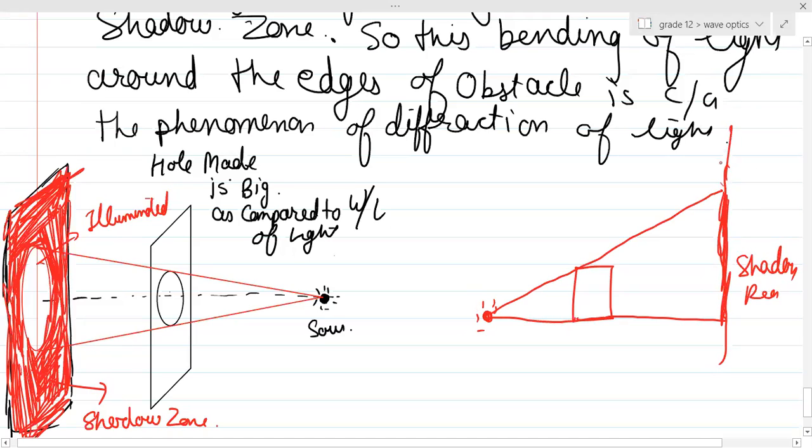And will this be the illuminated region? Yes or no? Everyone knows it will be like this. Yes. Here the object is basically bigger. Now what is happening in this case, guys?